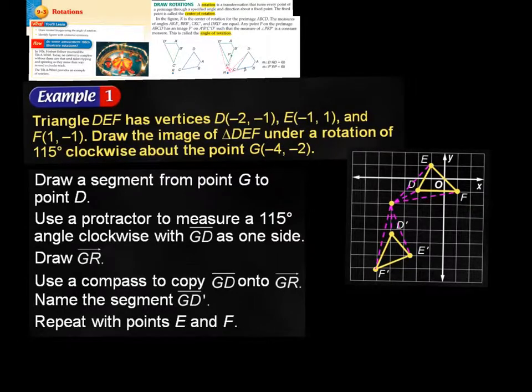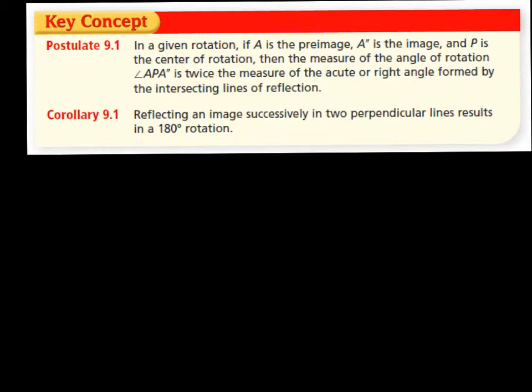When rotating a figure by reflecting it in two intersecting lines, there is a relationship between the angle of rotation and the angle formed by the intersecting lines. And that's stated in Postulate 9.1. In a given rotation, if A is the preimage and A'' is the image, and P is the center of rotation, then the measure of the angle of rotation, angle APA'', is twice the measure of the acute or right angle formed by the intersecting lines of reflection.